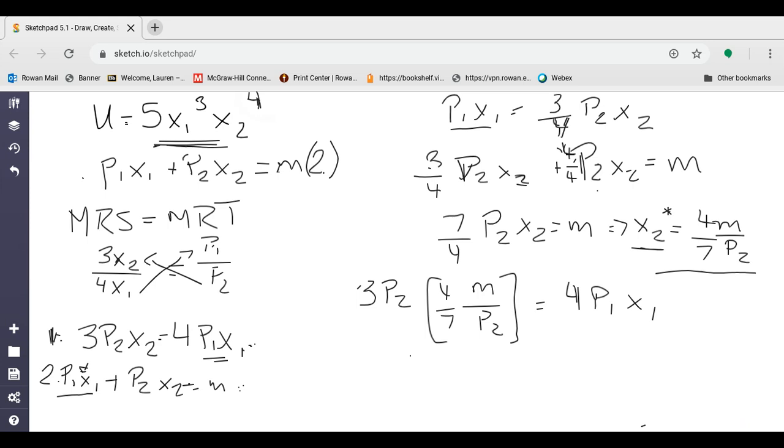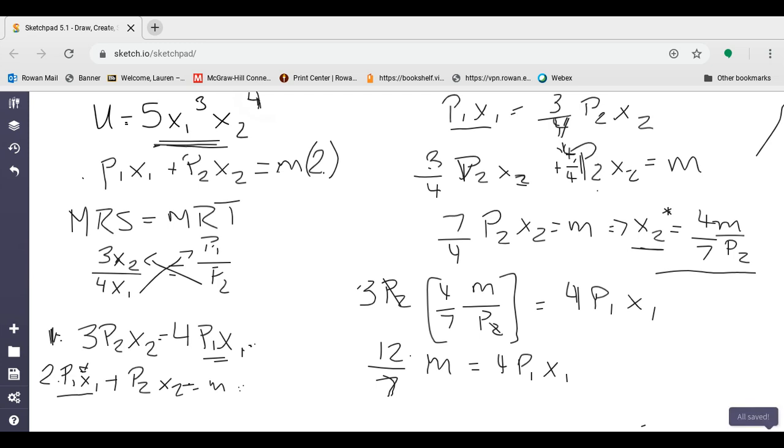Let us cross out these p2s. And we have 3 times 4 is 12/7 times m equals 4p1 x1, right? So we want to get x1 by itself, and we just have to divide again.